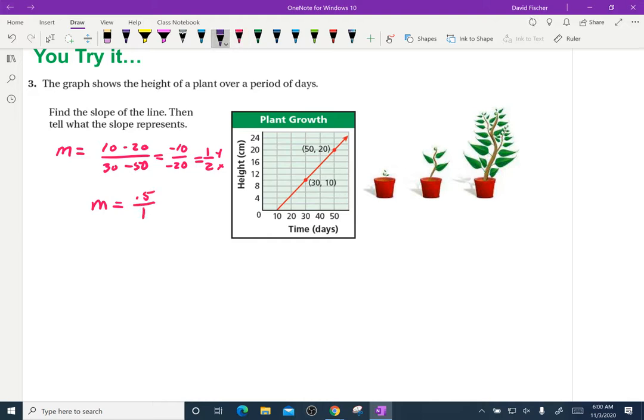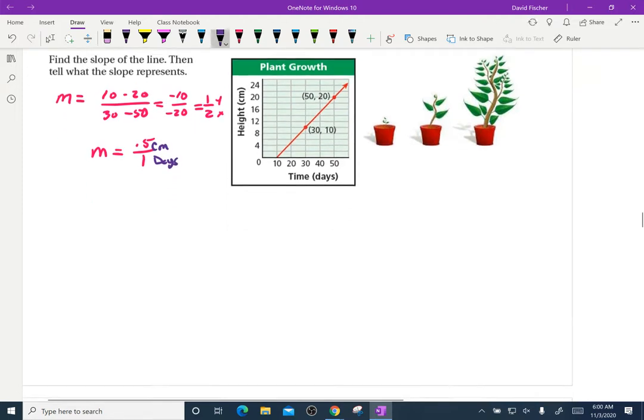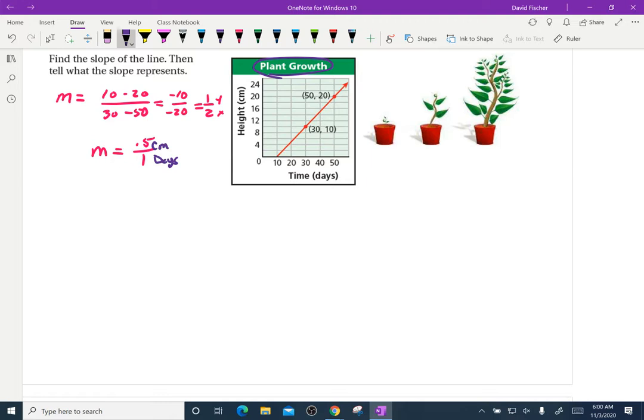Now let's go ahead and put our units. This is my centimeters of height, and this is my days down here, because this will help me when I have to write what it means. And so here, the title of the graph is the plant grows. So the plant is growing at a rate of 0.5 centimeters per day.